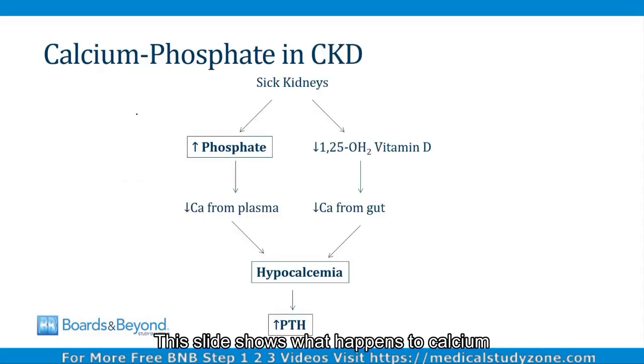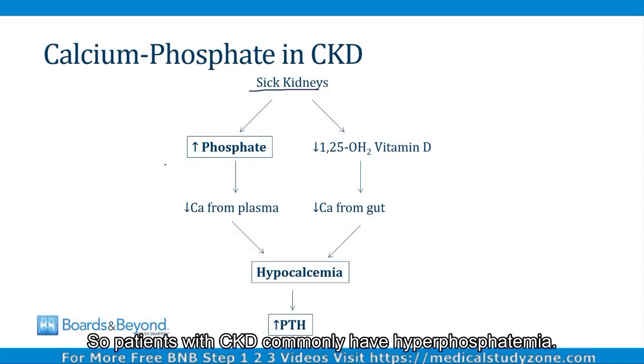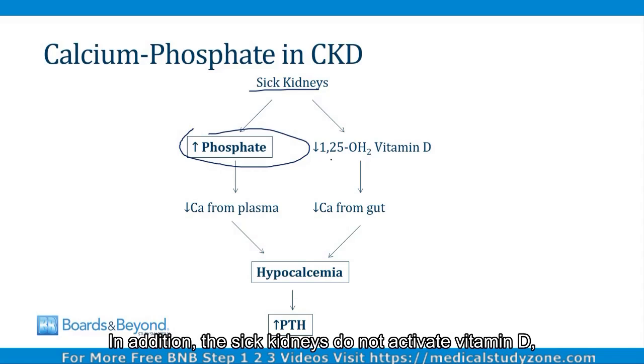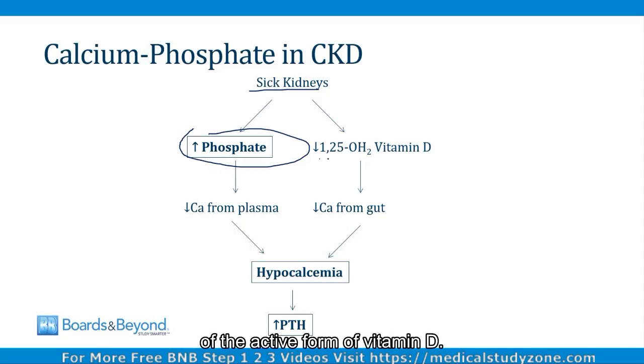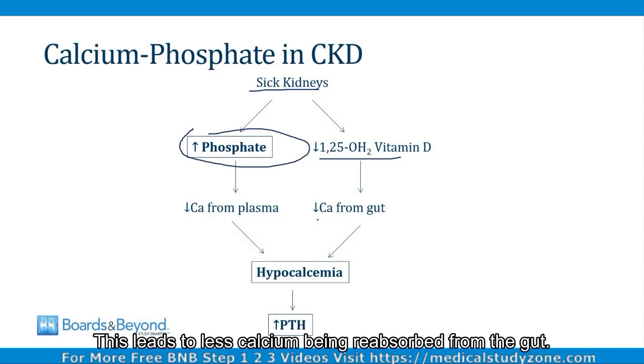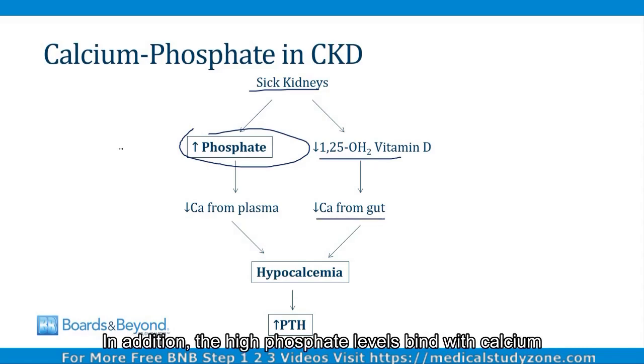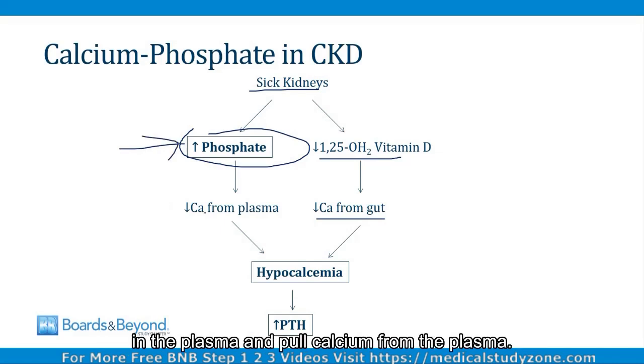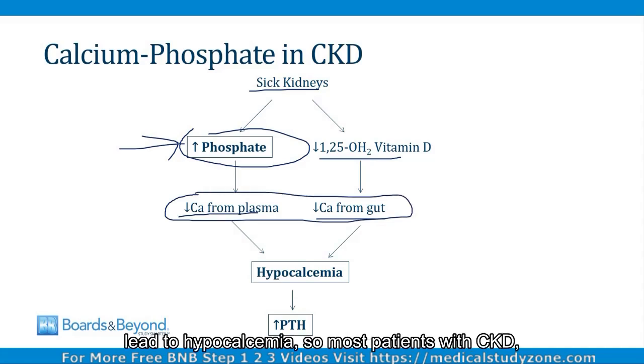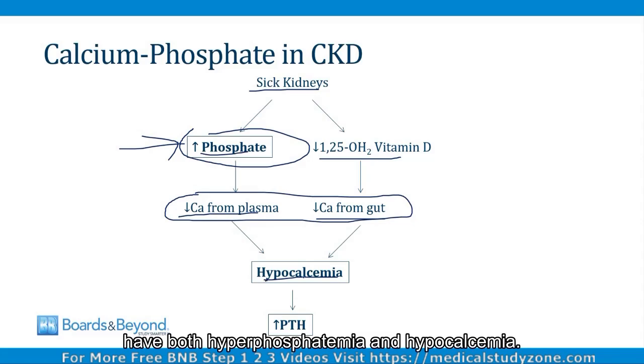This slide shows what happens to calcium and phosphate levels in patients with CKD. So when the kidneys are sick, they do not excrete phosphate normally, so patients with CKD commonly have hyperphosphatemia. In addition, the sick kidneys do not activate vitamin D, so you have decreased levels of the active form of vitamin D. This leads to less calcium being reabsorbed from the gut. In addition, the high phosphate levels bind with calcium in the plasma and pull calcium from the plasma, so this leads to less calcium in the plasma. So this combination of effects on calcium leads to hypocalcemia. So most patients with CKD have both hyperphosphatemia and hypocalcemia.